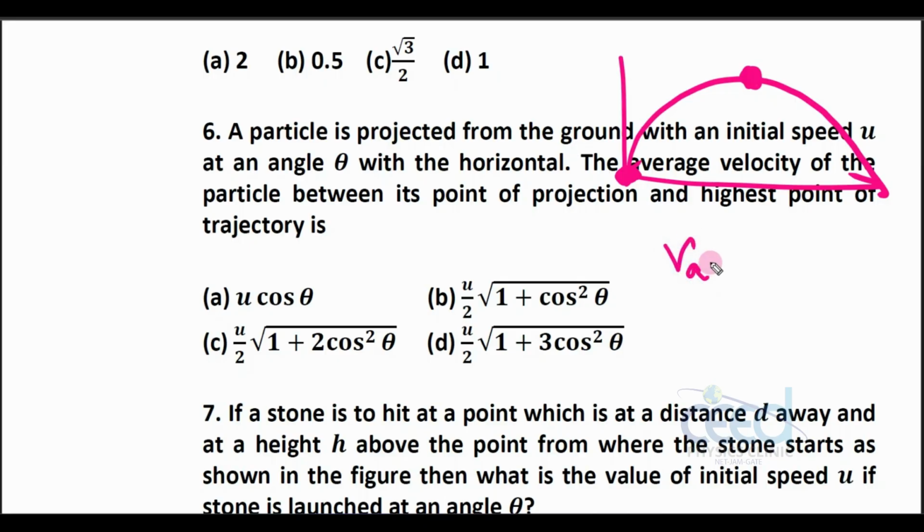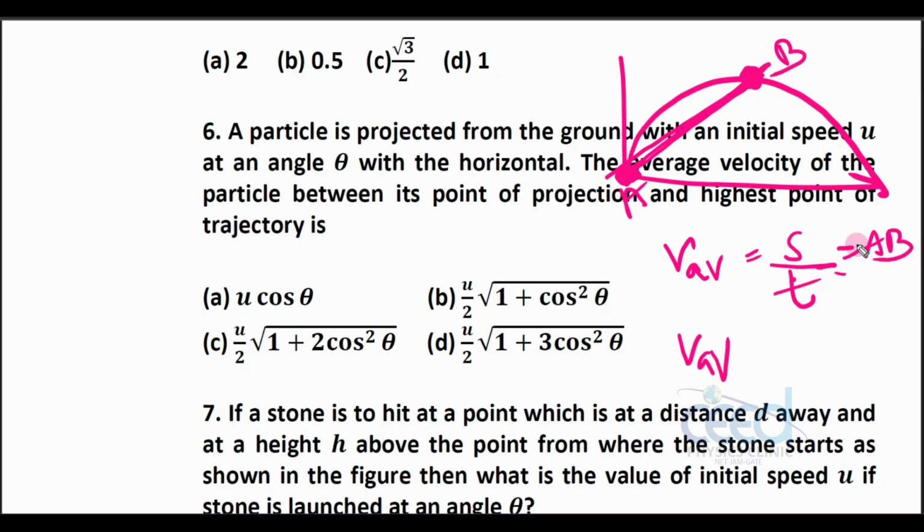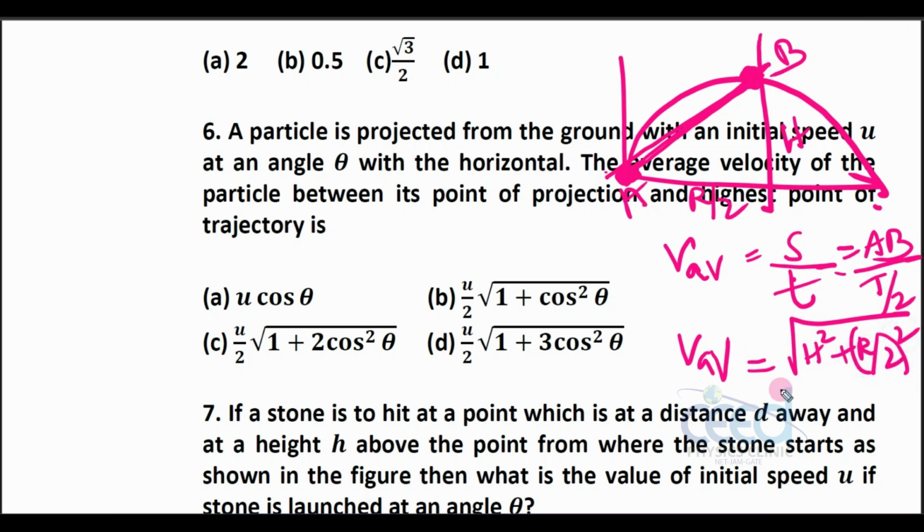Average velocity general expression is displacement by time. So v average is equal to, what is displacement between these 2 points? Suppose this distance AB, that is AB divided by, and then what is the time taken for that? Full time taken is time of flight, here half time of flight only, right? Now AB, this is maximum height, this is half of range, then what is displacement AB? That is square root of h square plus (r by 2) the whole square, divided by T by 2, right?